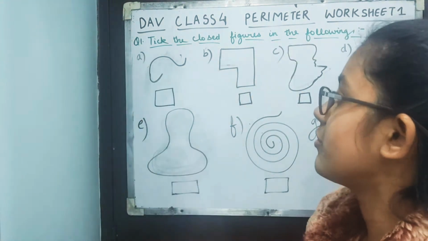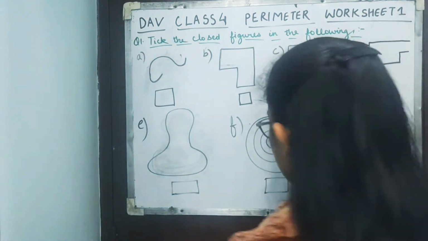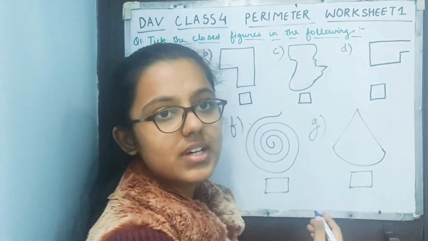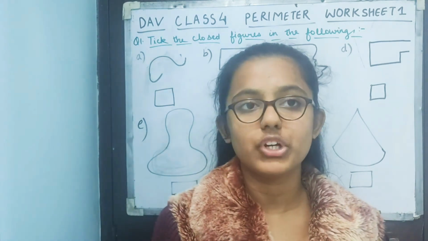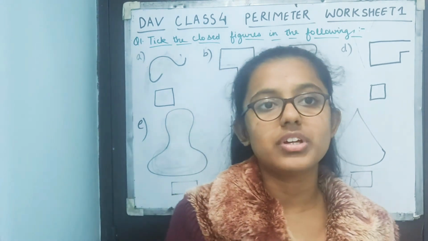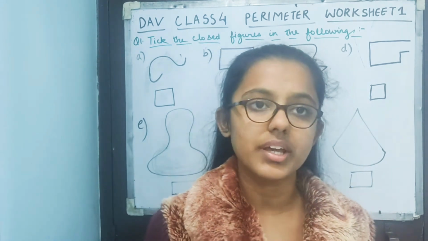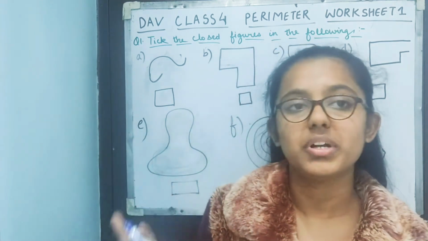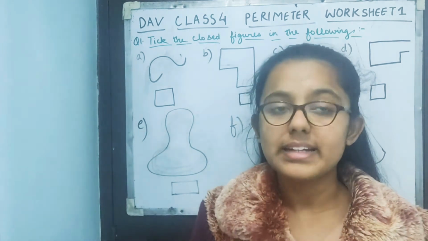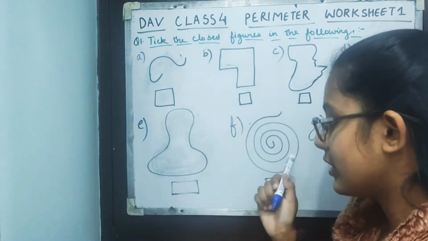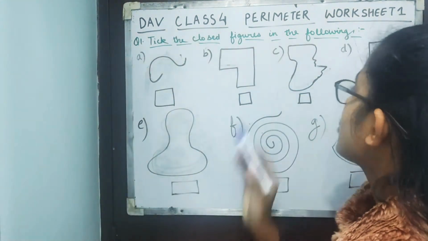So here is our question 1, that is take the closed figures in the following. Some shapes are drawn here, and our question is that we have to tick the closed ones. In the explanation video I have already taught you in detail what open figures, closed figures and perimeter are. Whoever hasn't watched the explanation video of the chapter perimeter can first go and watch that for your understanding, and then we can do the exercises. So now let's start with this exercise.